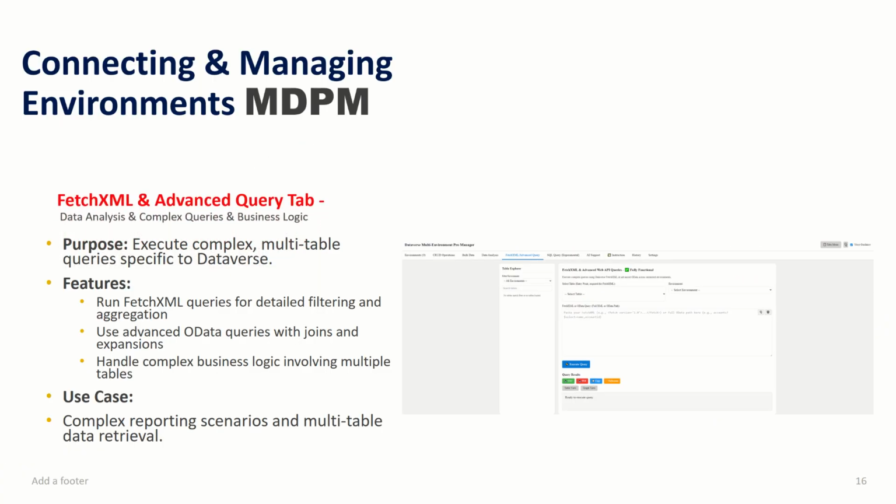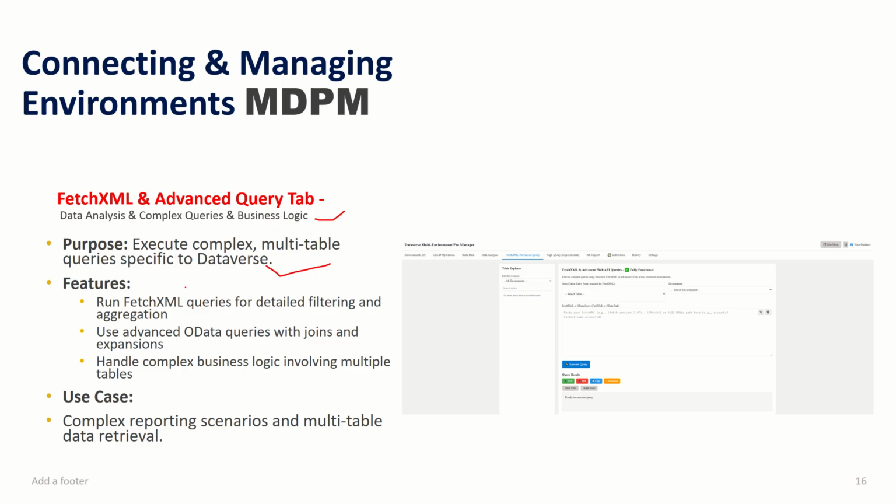So let's move forward. As you can see in front of you here, we are in the Fetch XML Advanced Query tab, where you can perform complex queries and business logic. What is the purpose of this particular tab? You can execute complex multi-table queries specific to Dataverse, and that is really a big feature for you.